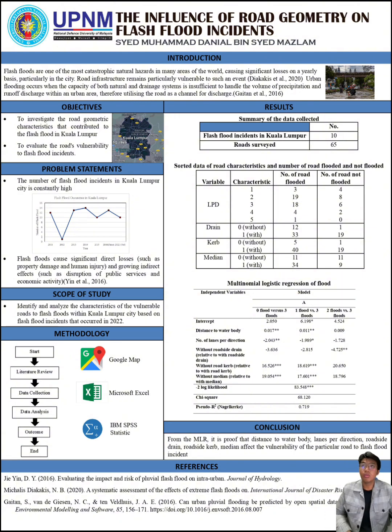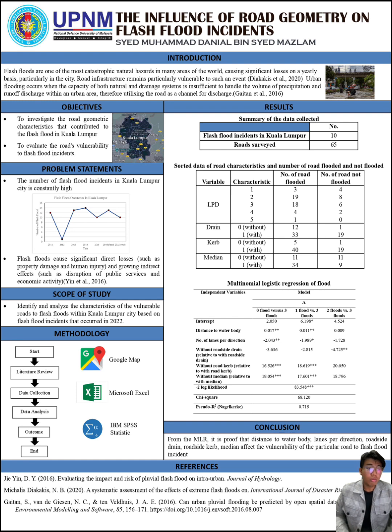Moving forward to the results of this research, the summary of data collected: there are a total number of 10 flash floods in Kuala Lumpur in 2022, and the total number of roads surveyed is 65. Sorted data of road characteristics and number of roads flooded and not flooded. There are 4 variables, which are lane per direction, drain, curb, and median. For lane per direction, the minimum number is 1 and the maximum number is 5. For drain, curb and median, 0 is without drain, curb and median, 1 is with drain, curb and median.